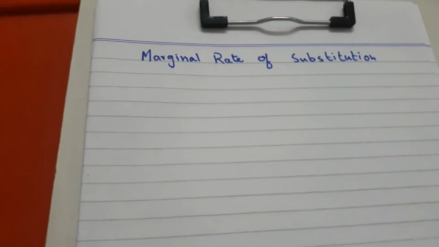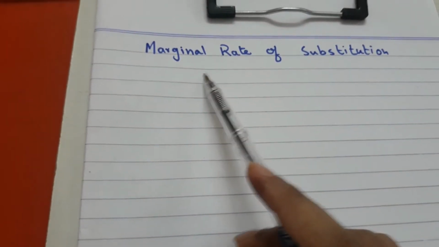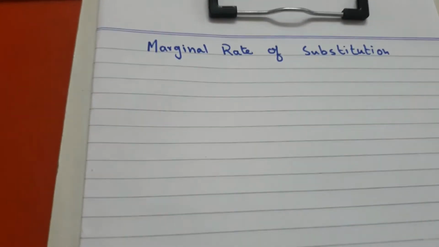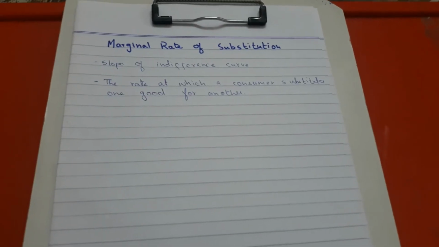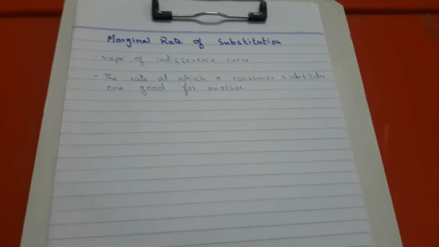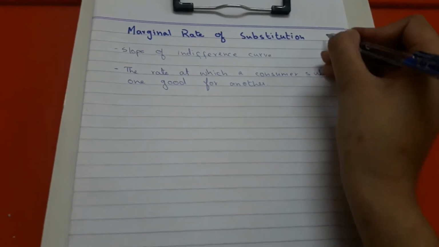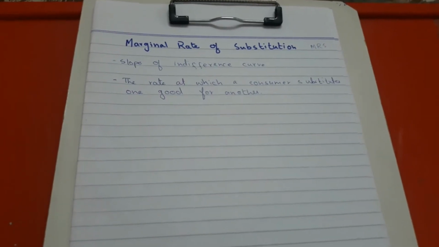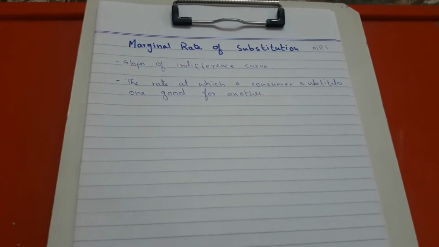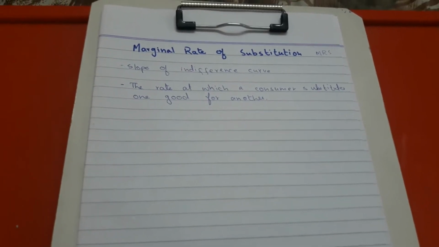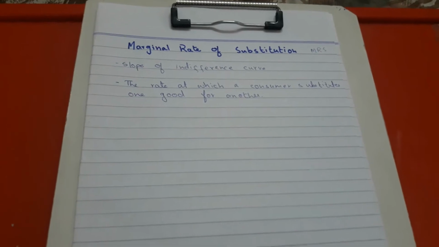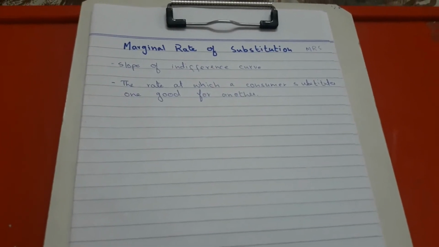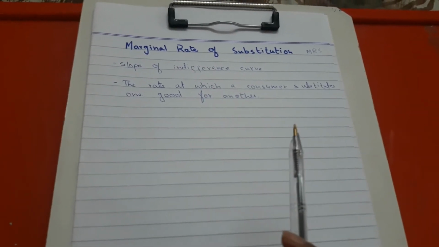So let's start. Today our topic is marginal rate of substitution. So what is marginal rate of substitution, or simply MRS? It is the slope of an indifference curve. I have already made a video on indifference curve. If you want to know about that, you can watch that video. So it is the slope of an indifference curve.